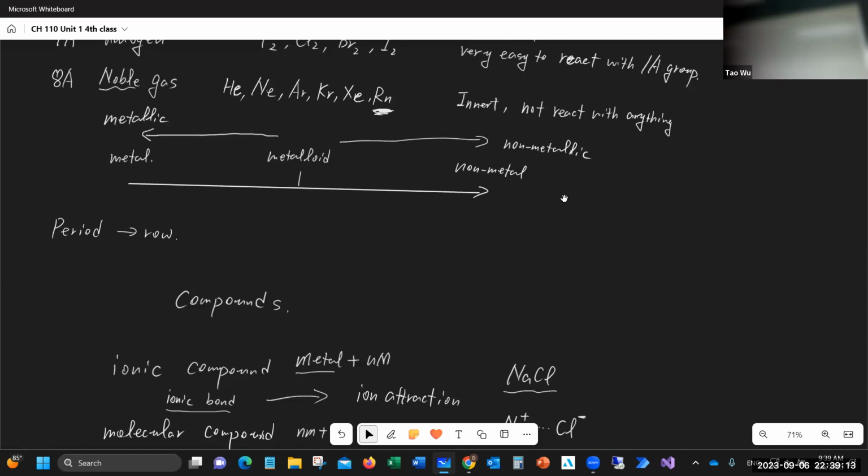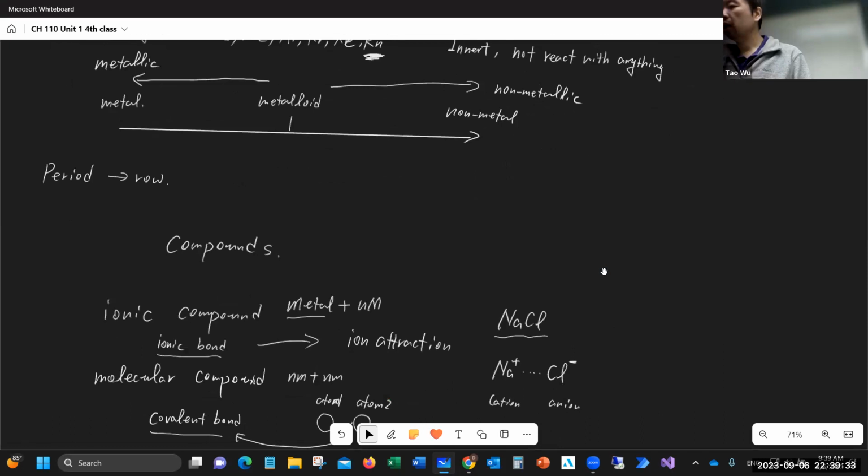So in most cases, like silicon, you can just write silicon. Most of the time it's just a non-metal. But if it experiences very high pressure, or high voltage, then this guy will become a metal.